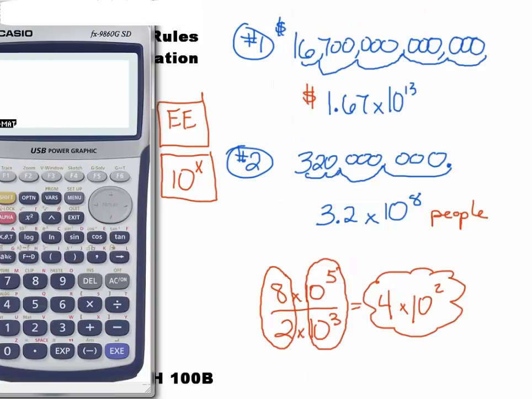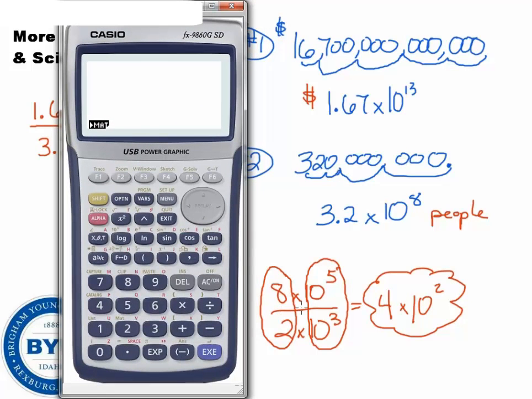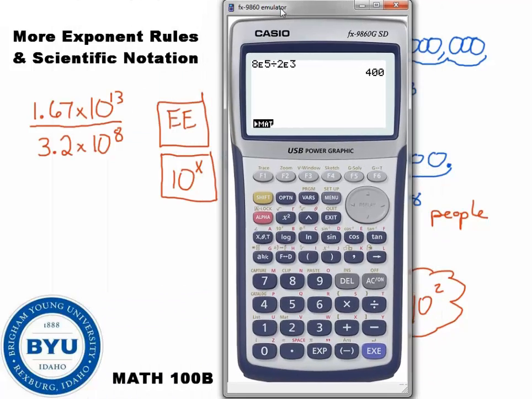Here, let's test it out really quick to make sure that we can do this one right since we did it by hand. It would be 8 times 10 to the 5th power divided by 2 times 10 to the 3rd power. And the answer is 400, which is 4 times 10 squared. Sweet.